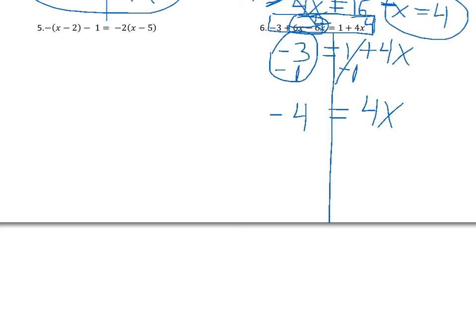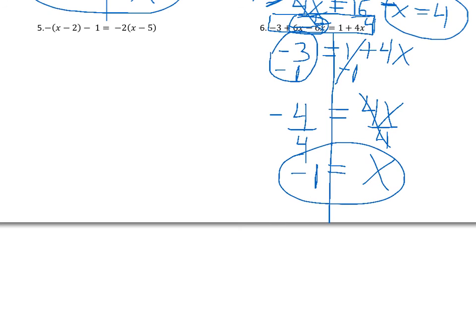Then the right side, I want to get rid of this 4 since it's 4 times x. That means I divide by 4. I always do the opposite. So now I have x by itself, and negative 4 divided by 4 is negative 1. And that's our answer. All right, so you have all these notes right here.